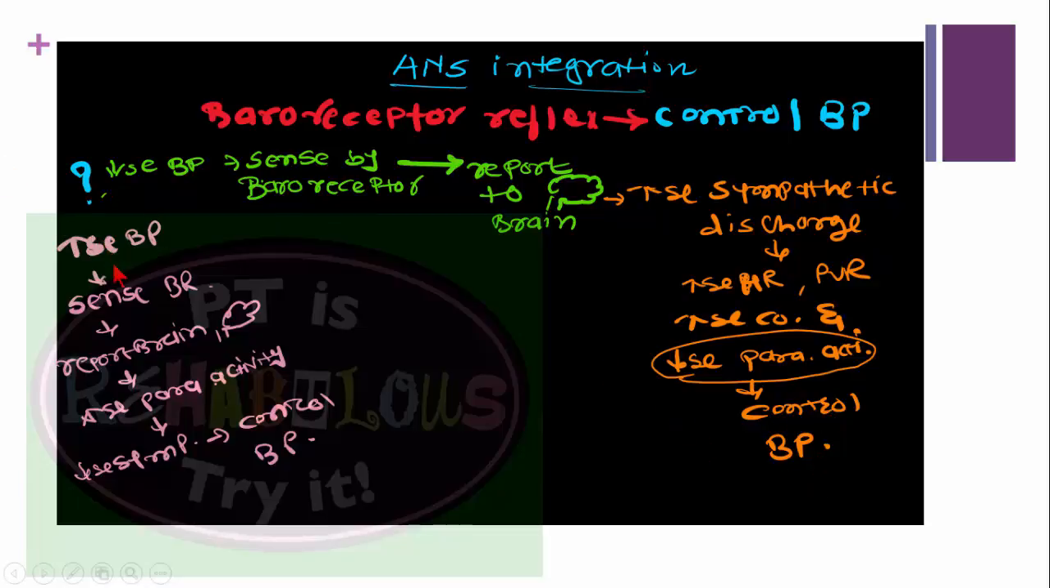Let's take the reverse. If your blood pressure is increased, the baroreceptor will sense that and report to your brain, and parasympathetic activity, meaning calm and cooling activity, increases, and sympathetic outflow decreases. So that will control your blood pressure again.